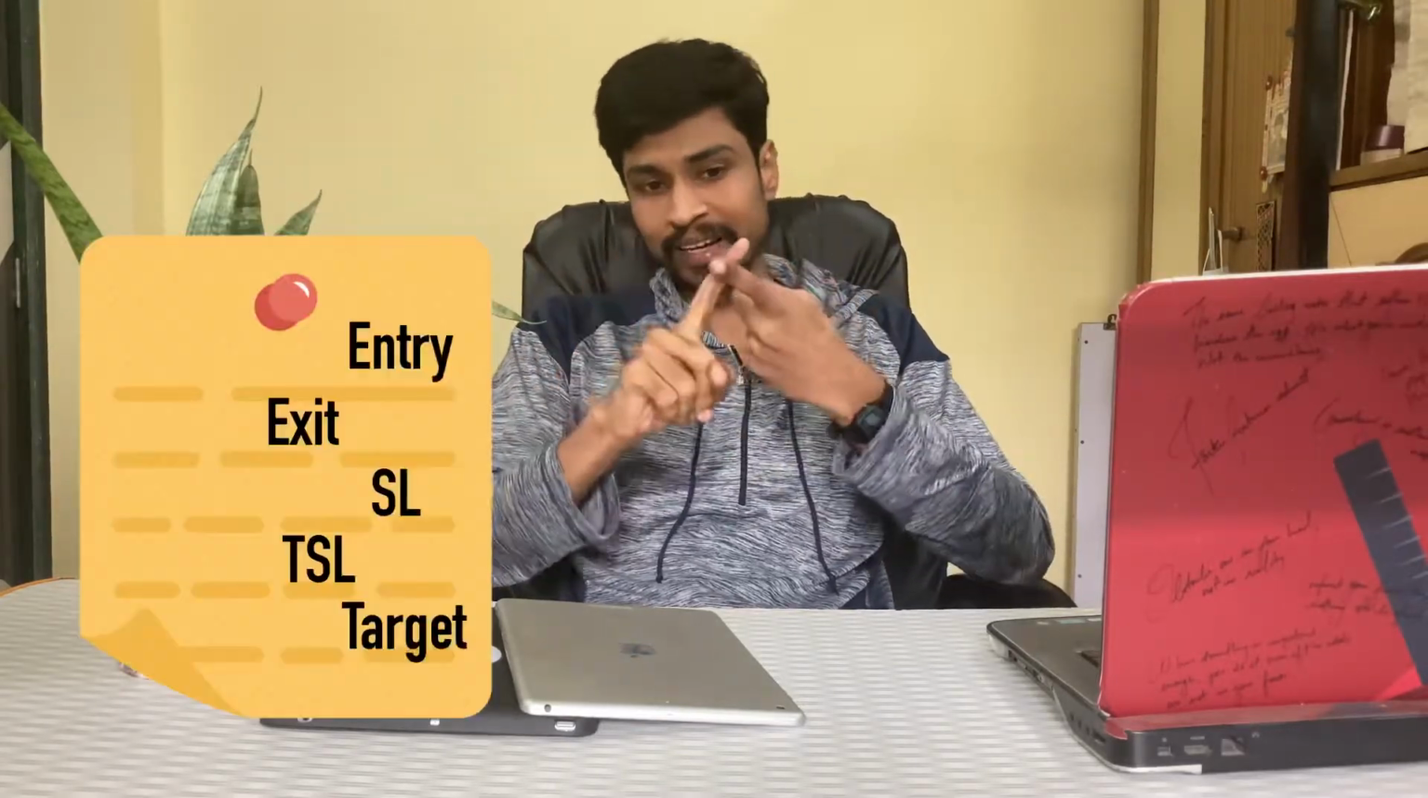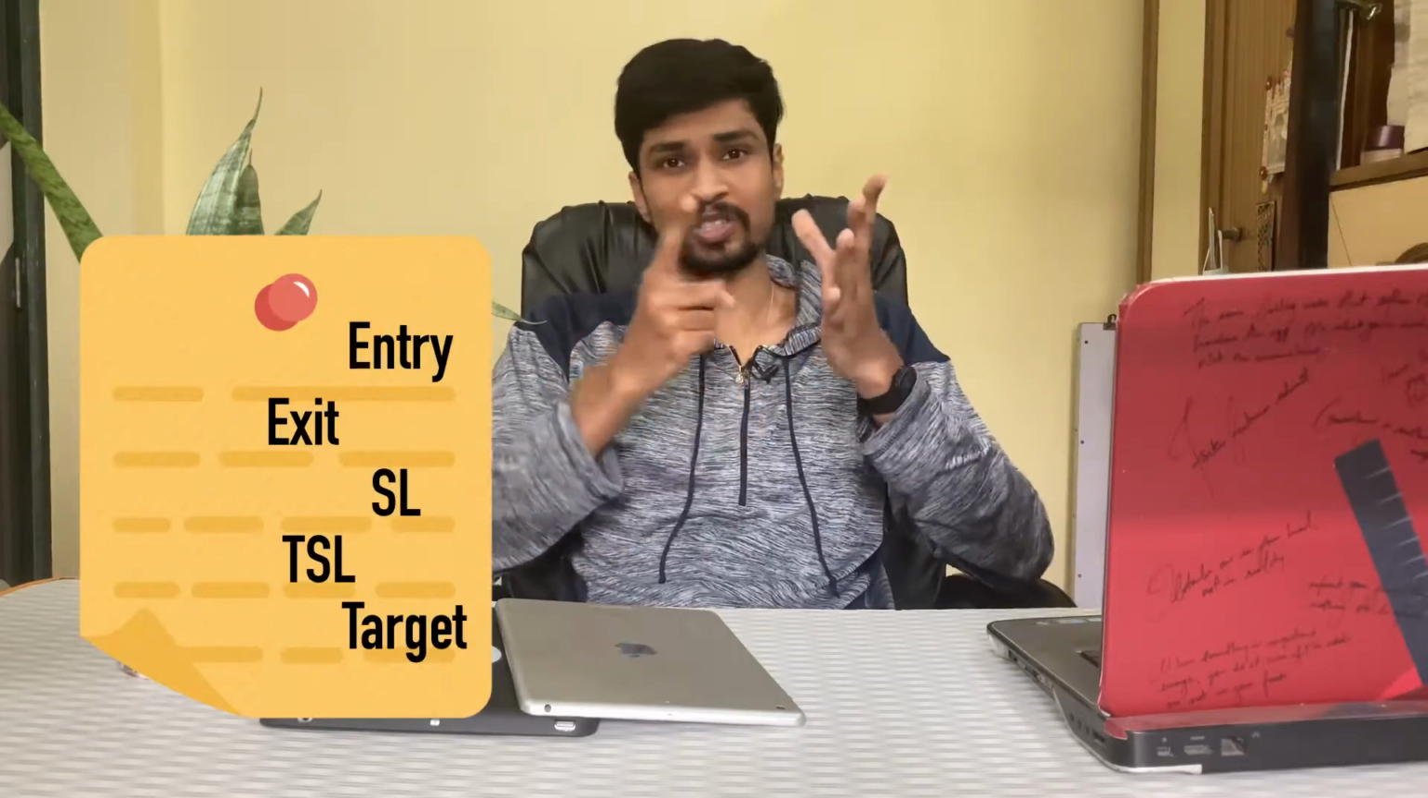Now let's talk about system trading. So in a system trading, you have a system for literally everything. There's a system for entry, exit, stop loss, trailing stop loss, target, whatnot. Everything is set. All you need to do is follow it. But that's where the catch is. That's where people make mistakes. People do not have enough discipline to follow the system.